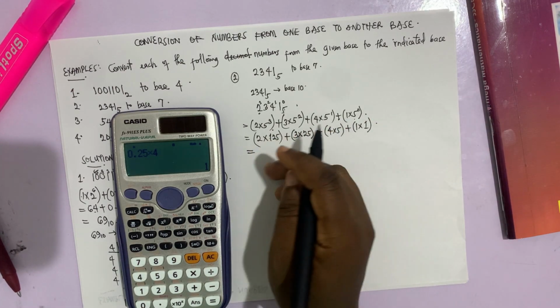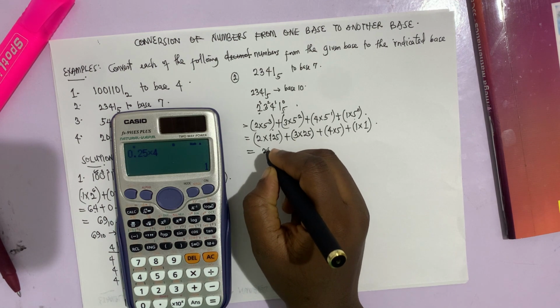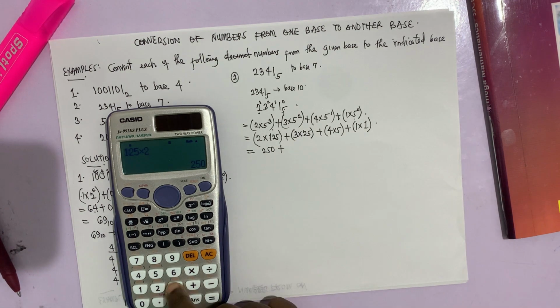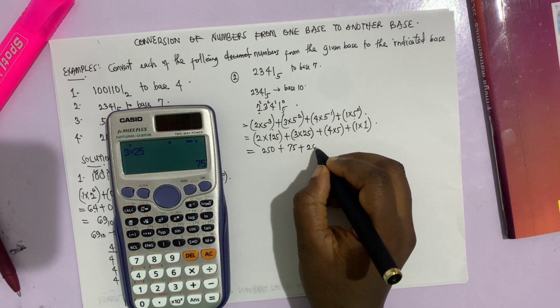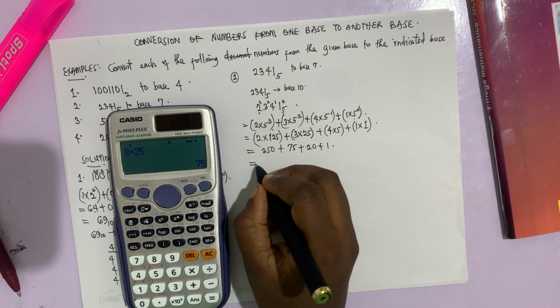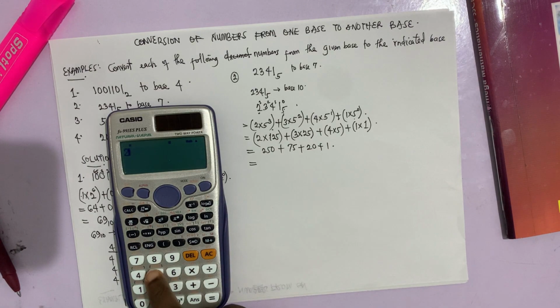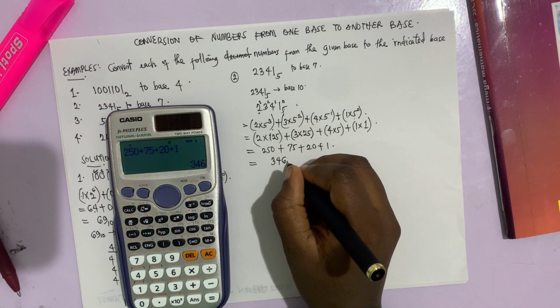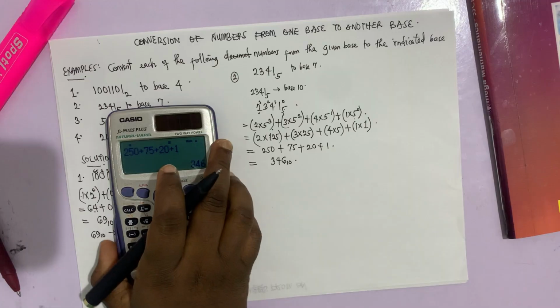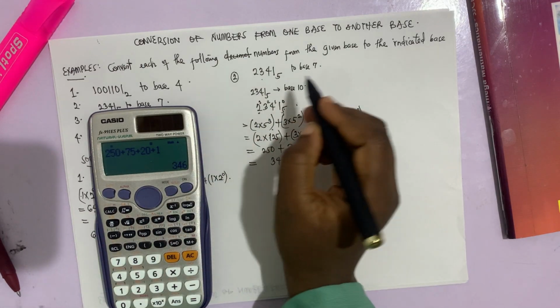So 2 times 125 will give us 250. Plus 3 times 25 will give us 75. 4 times 5 will give us 20. So in all, we have 250 plus 75 plus 20 plus 1. And that will give us 346 base 10. But that is not our final answer because we are asked to convert this to base 7.